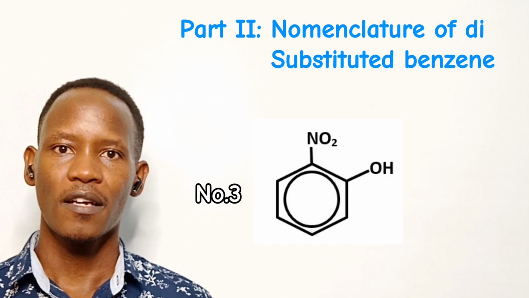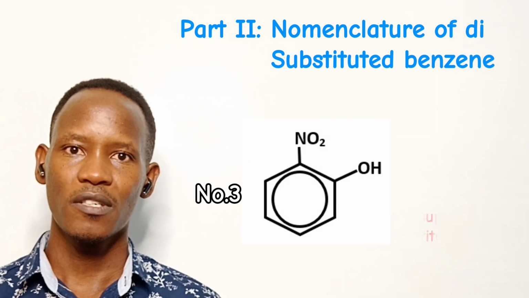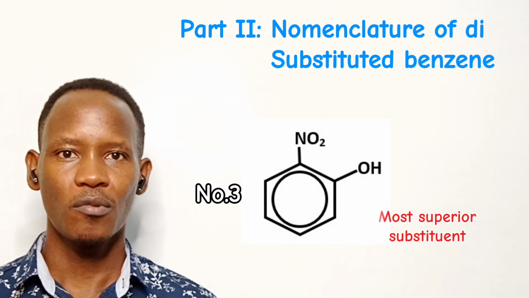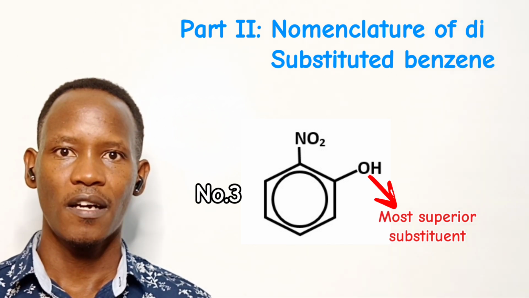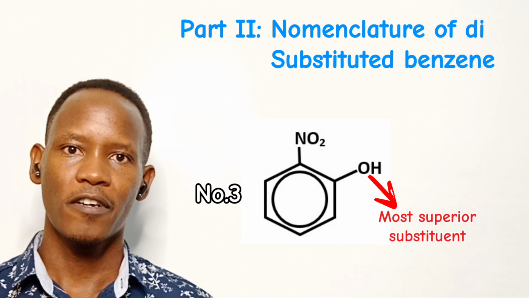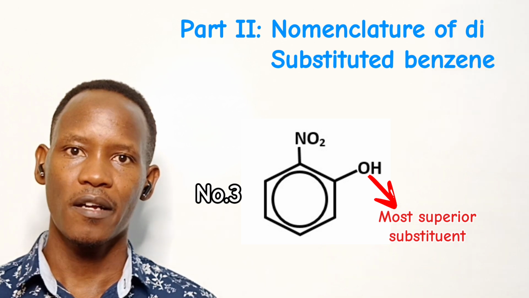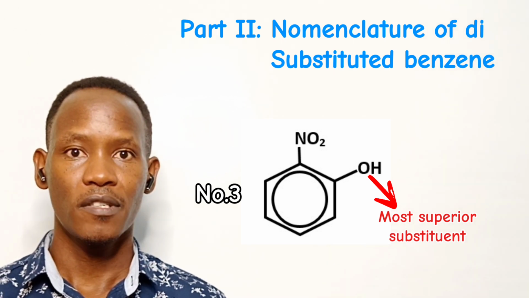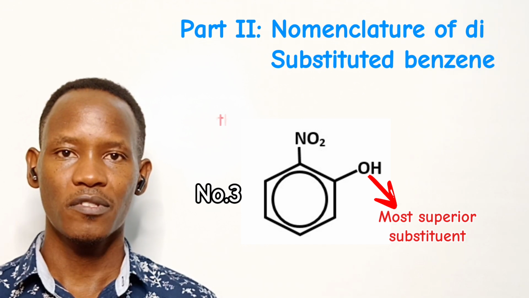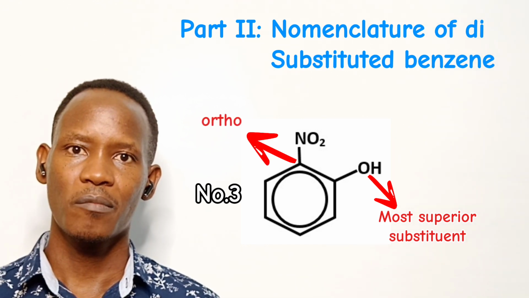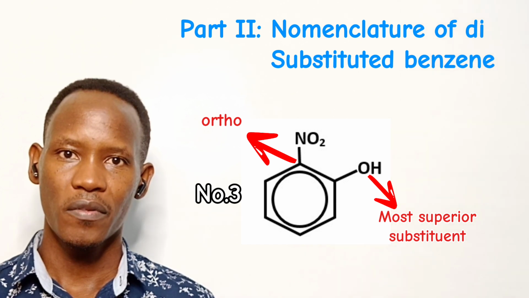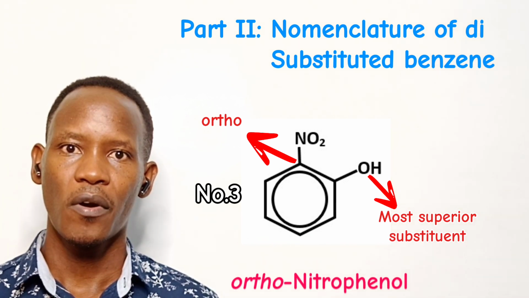Our final example is that we still have two substituents, that is the hydroxyl group and the nitro group. The hydroxyl group is the most superior, meaning that the parent name of this compound is phenol, and by referring to ortho, para, and meta positions, the nitro group is on the ortho position, and therefore the name of this compound here is ortho-nitrophenol.